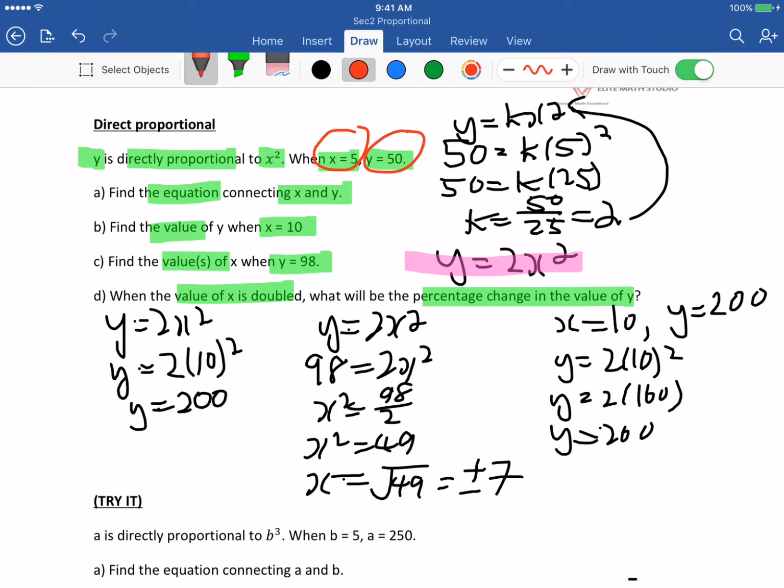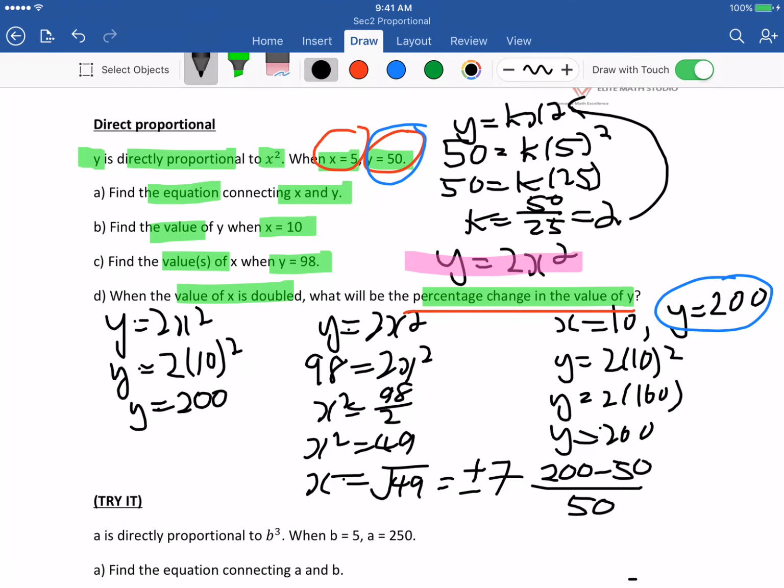So what's the question asking you? The question is asking you for the percentage change in y. What's the original y value? It is 50. Now what's your new y value? It is 200. So what's the percentage change? We take the change. How big is the change? From 200 minus 50. That's the change over the original amount times 100. Okay? Using a calculator, the answer will be just 300%.